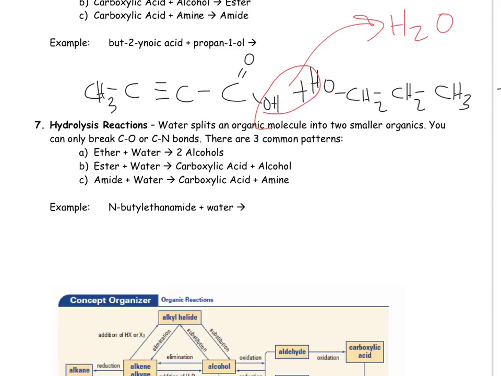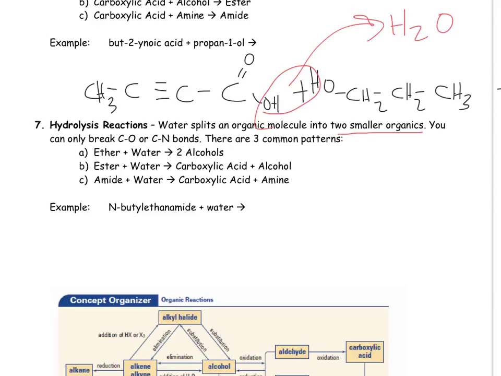Hydrolysis reactions are the exact opposite, where we have a large organic and we split it into 2 smaller organics using water as our second reactant. Now it's important to know that you can only break CO bonds and CN bonds in a hydrolysis. Never, ever, ever a C to C bond. The other important thing to highlight is when you're breaking your organic apart, you need 2 organics made.